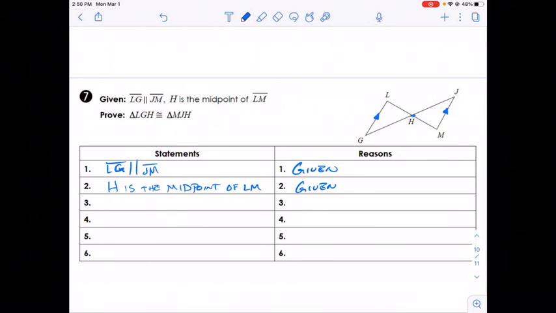So that means if H is the middle, this half is congruent to this half. So LH is congruent to MH. And that is by definition of a midpoint. So now that we know that this is our side, okay, we can now look at our next angle measure here.